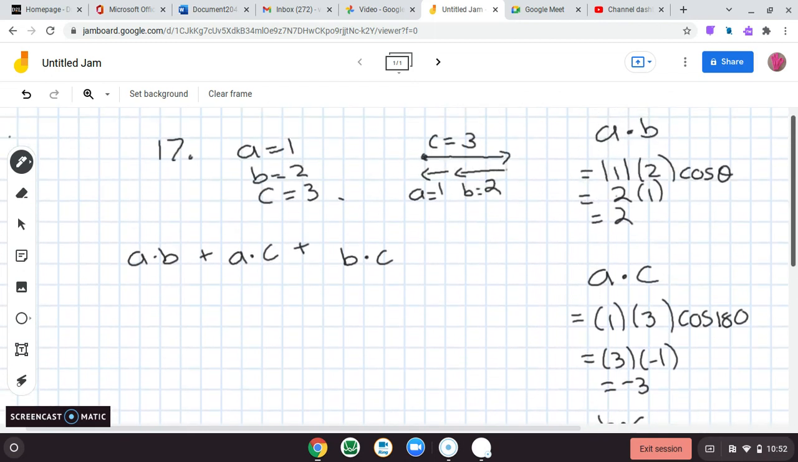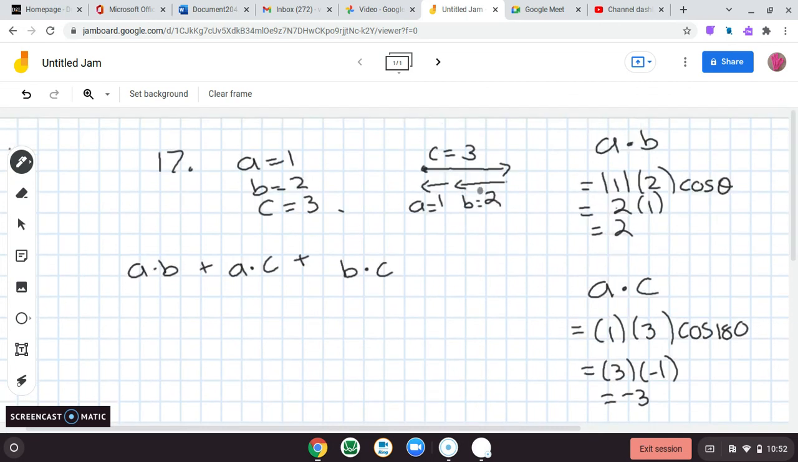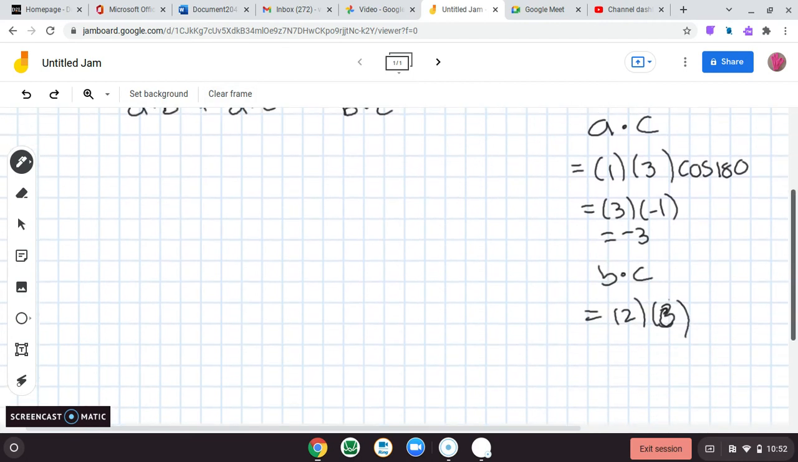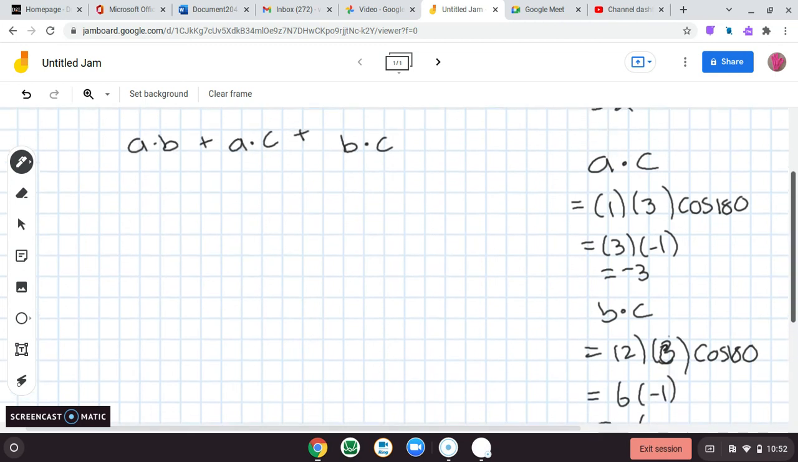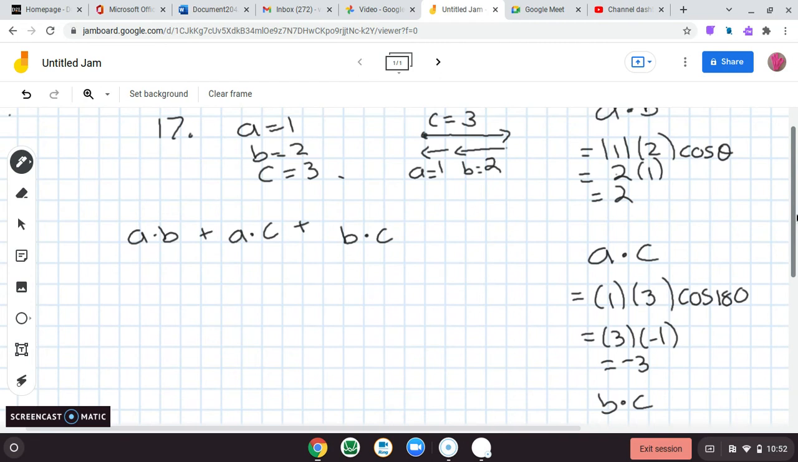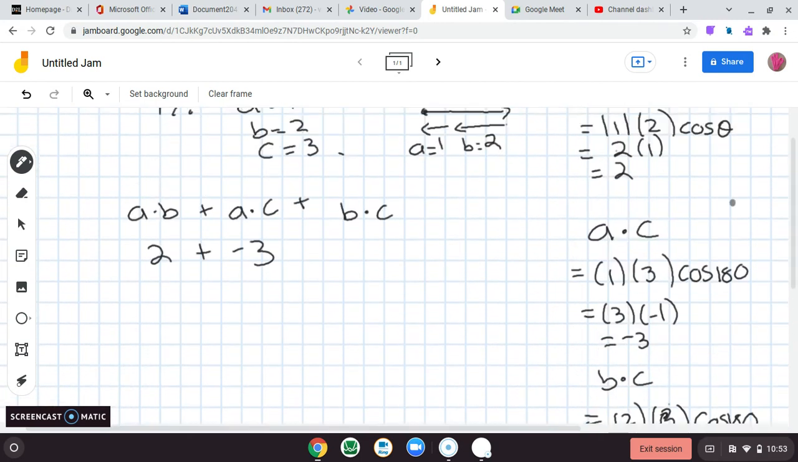So our b was 2, and our c is 3. And again, if we add these, it goes like that. Angle is 180 again, which is negative 1. So we're getting 6 times negative 1, which is negative 6. So you'll see we have 2, negative 3, negative 6. So a dot b is 2. A dot c is negative 3. And b dot c is negative 6. And all of those together are negative 7.